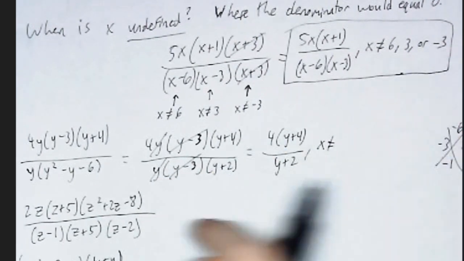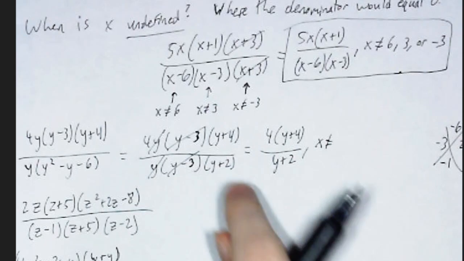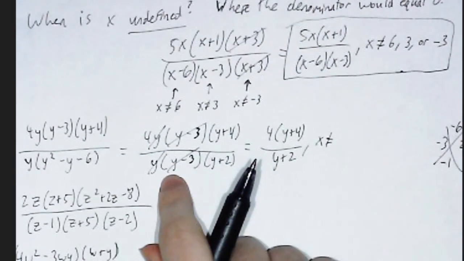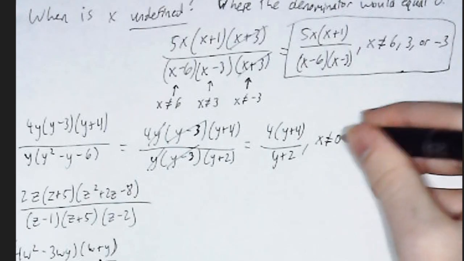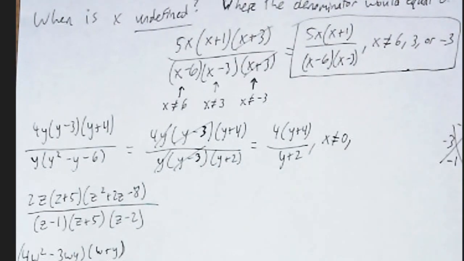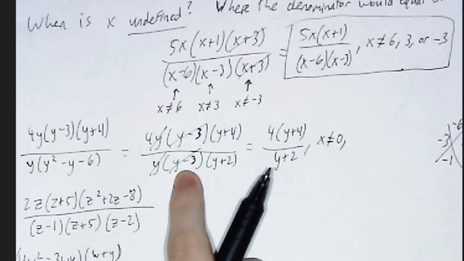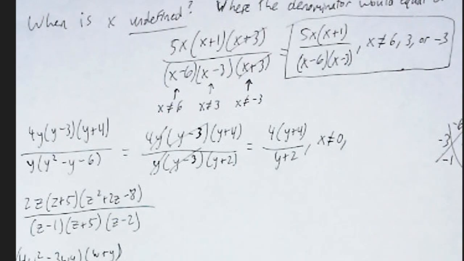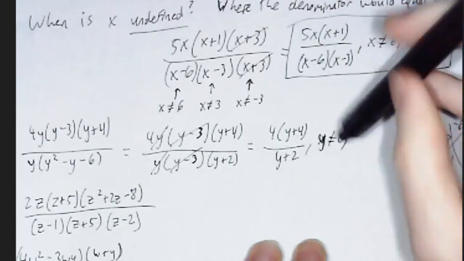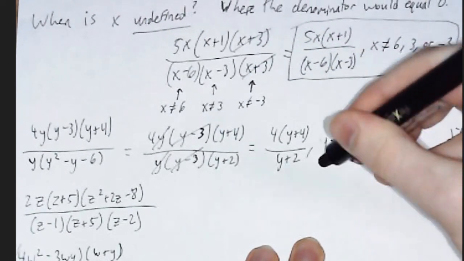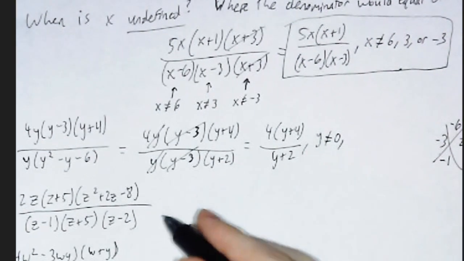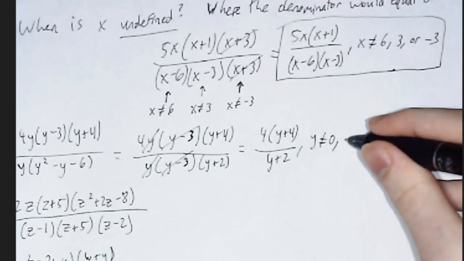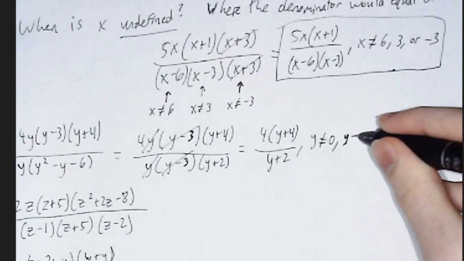Well, it's just 0. If we were to plug in 0, then this y would become 0, and the whole denominator would become 0. So we can't plug in 0. Then we have y minus 3. Oh, this should be a y, sorry. This should be y. Let me just erase this. This should be y. Y minus 3 means that y cannot be equal to 3 either.